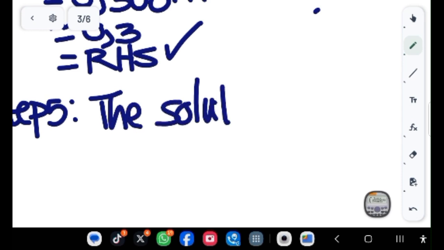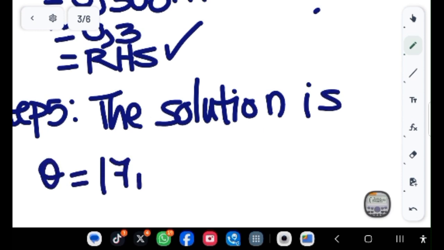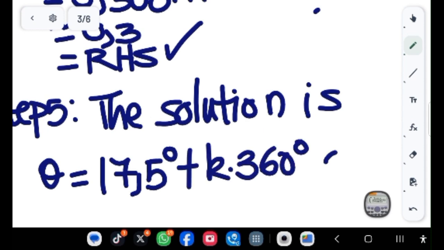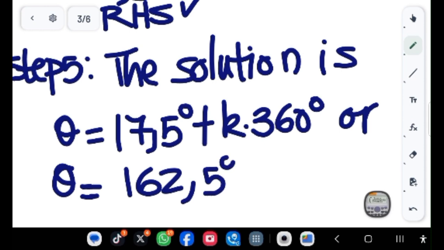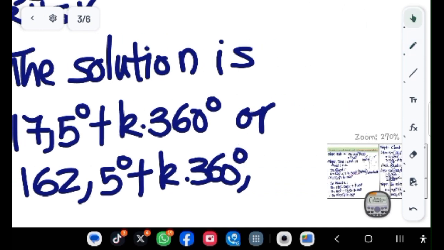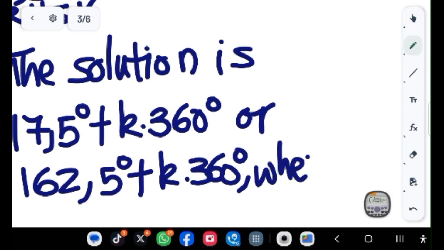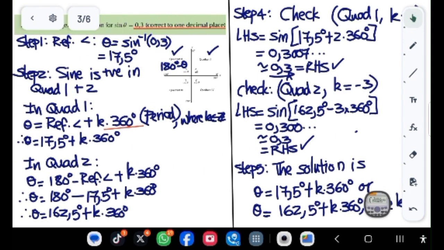The solution is theta equals 17,5 degrees plus k times 360 degrees, or theta is equal to 162,5 degrees plus k times 360 degrees, where k is an element of integers. This is very important. You get a mark for exactly writing where k is an element of integers. It's very important.